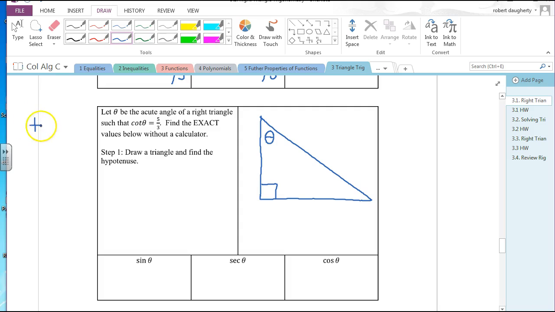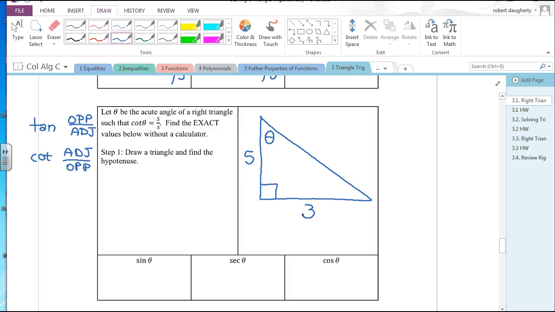Cotangent. So what's the definition of tangent? Tangent is opposite over adjacent. Therefore, what's the definition of cotangent? Adjacent over opposite. Okay. So if I know that the cotangent of this angle is 5/3, that means that 5 is the length of which side? Adjacent, and 3 is the length of the opposite. So if this is angle theta, which one is 5? Yeah, that's 5, and this one is 3.